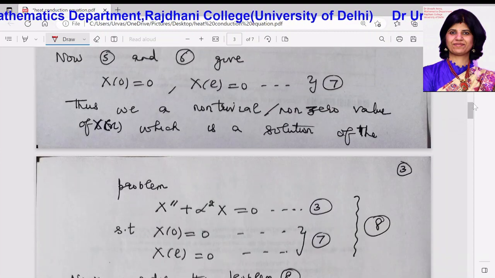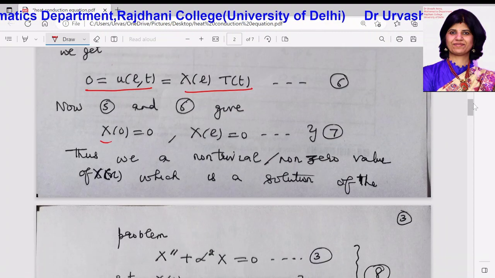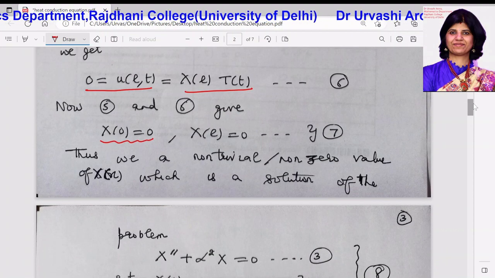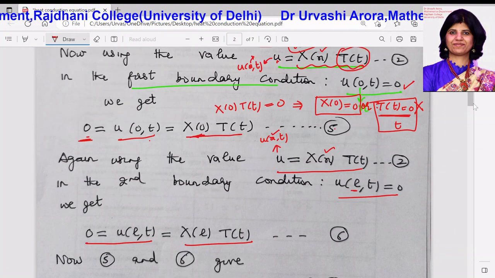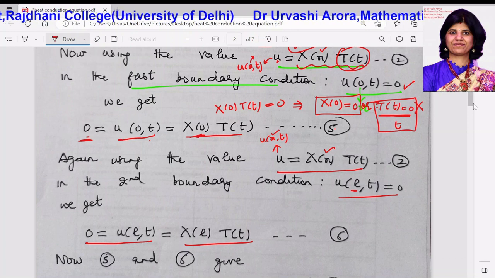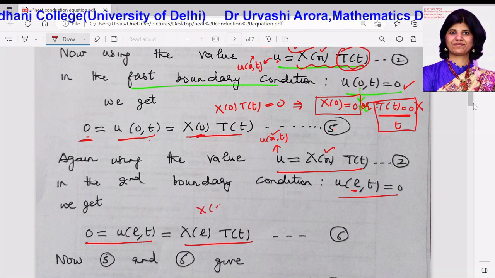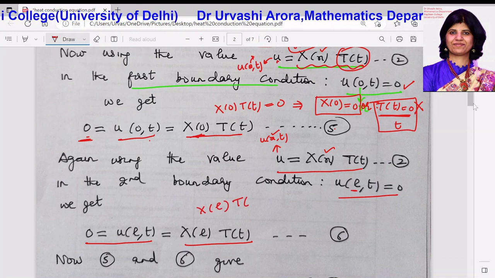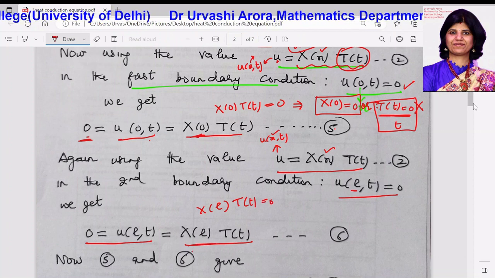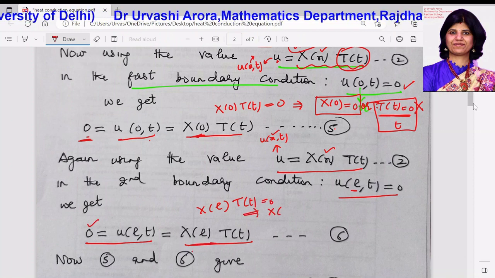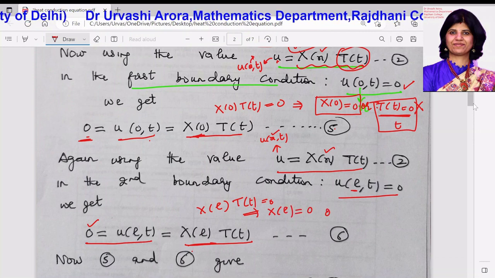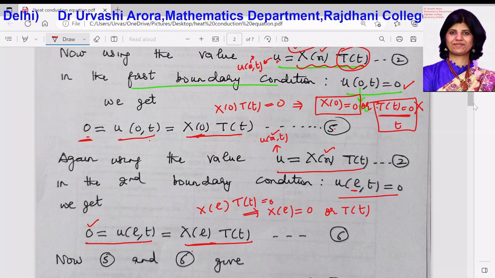So that is what we have taken over here, that from here you have X(0) is equal to 0, and then again considering the second equation here, from here we get a relation that X(L) into T(t) is equal to 0, which means that because this product is 0, either X(L) will be equal to 0 or T(t) will be equal to 0.